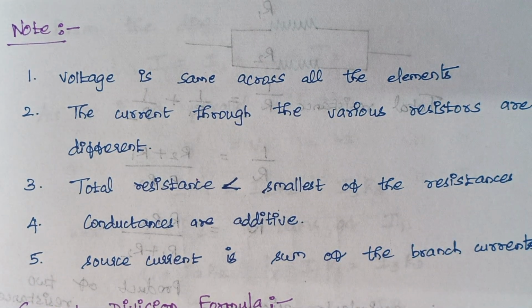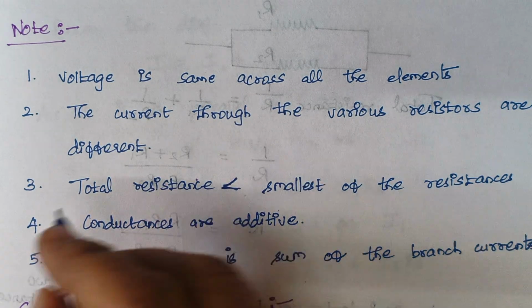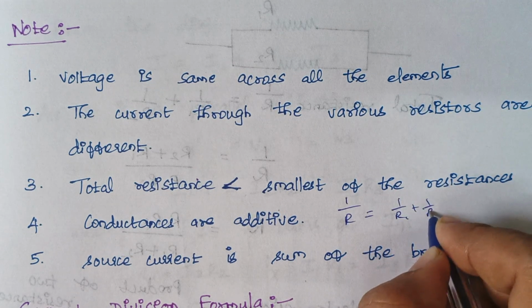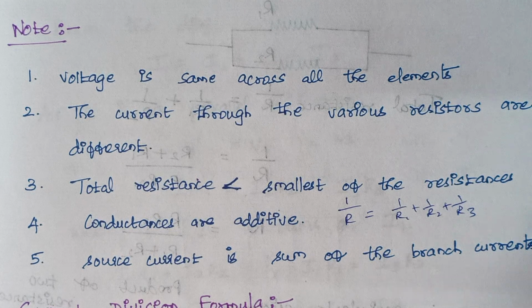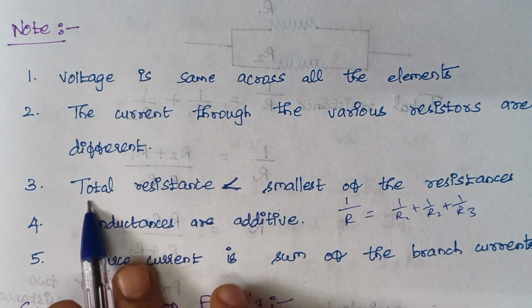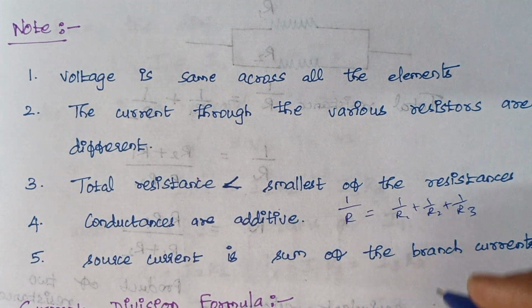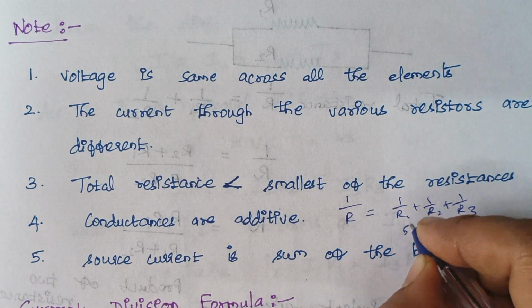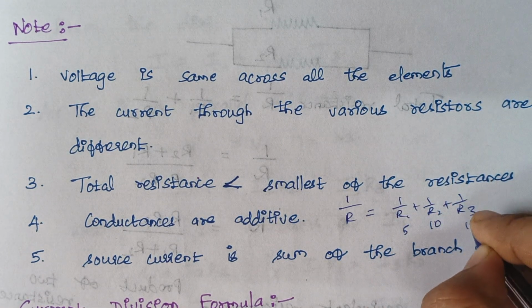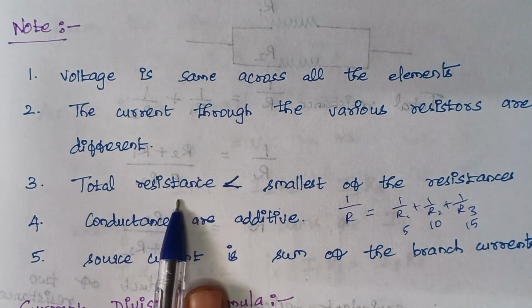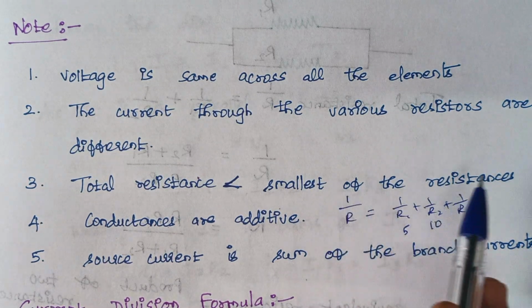Right. How do we calculate the value of total resistance? Just by using this formula, right? 1 by the total resistance is given by 1 by R1 plus 1 by R2 plus 1 by R3. It depends upon the number of resistors which are connected in parallel. So here the total resistance value will be less than the smallest of the resistances. For example, let the values of resistance be 5, 10 and 15, right?